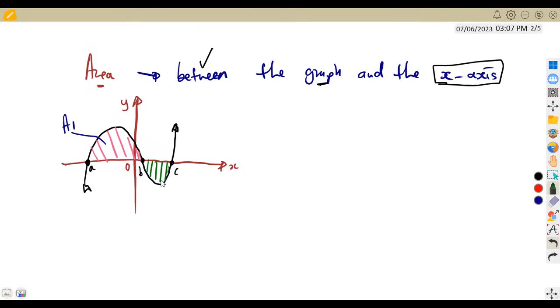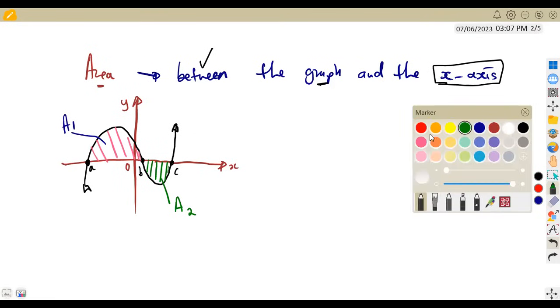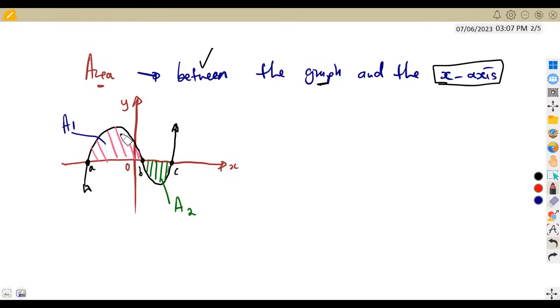Meaning to say here, there is another area that we are going to get. So let's say this is our area 2. Every area that you calculate that is above the x-axis, anything that you calculate above the x-axis, is going to give us a positive area.